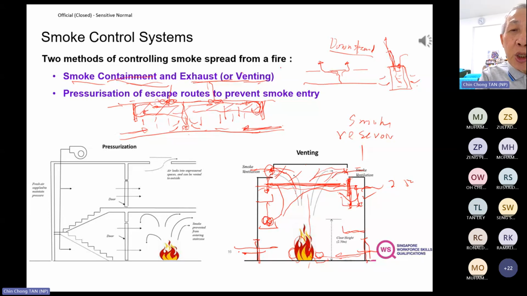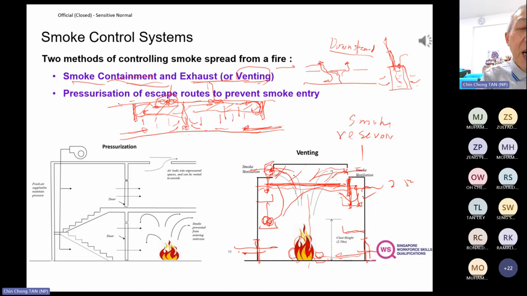The other thing is that if you have a strong wind coming, the wind may blow the smoke back. Okay, so if you have fans here, it will still give you a positive effect. However, for atrium buildings, definitely you need fans. They won't allow vents.